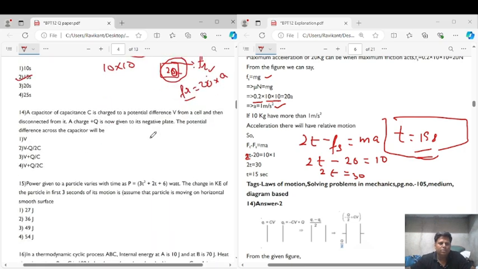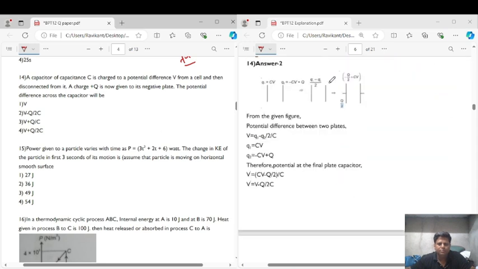Now let's get into question number 14. A capacitor of capacitance C is charged to a potential V from a cell and then disconnected from it. A charge Q is now given to its negative plate. The potential difference across the capacitor will be? So if the capacitor was charged to a voltage V, then the charge on it is CV, right? And the negative plate will have minus CV.